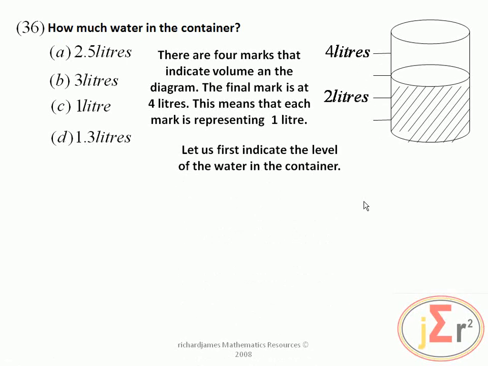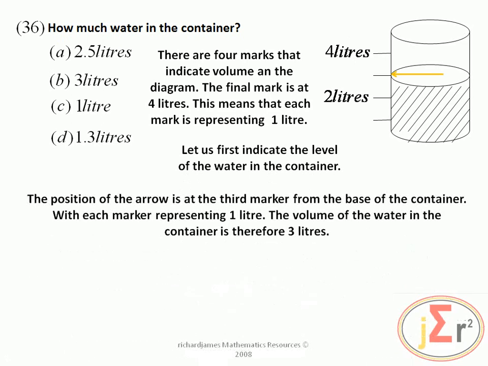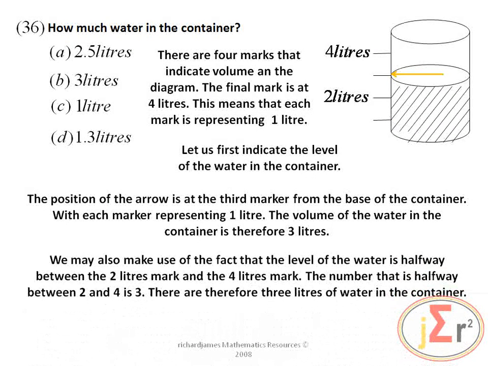So let us first indicate the level of the water in the container. That's right there. The position of the arrow is at the 3rd marker from the base of the container. With each marker representing 1 liter, the volume of water in the container is therefore 3 liters. We may also make use of the fact that the level of the water is halfway between the 2 liters mark and the 4 liters mark. The number that is halfway between 2 and 4 is 3. There are therefore 3 liters of water in the container. The answer is option B.